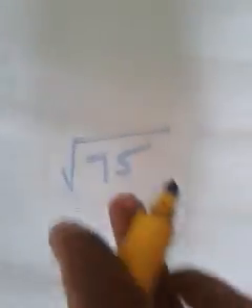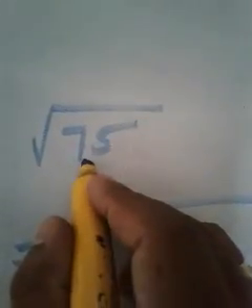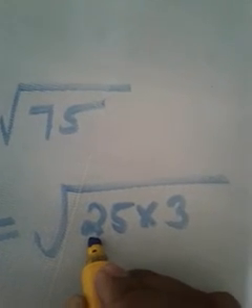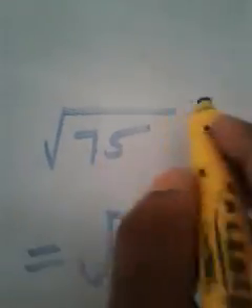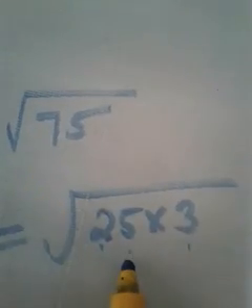So what my plan is, since 75 is not a perfect square, I am trying to write this 75 as a perfect square into something. Not understood? Listen. Square root of 75, as we know, is not a perfect square. It is not easy to calculate the square root. So that's why I am writing 75 as a perfect square into something. If I write 75 as 25 into 3, 25 is a perfect square, no? So instead of square root of 75, what am I going to write? Square root of 25 into 3, because 25 is a perfect square.